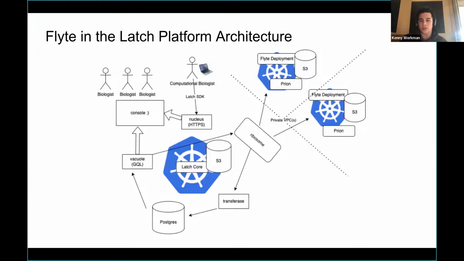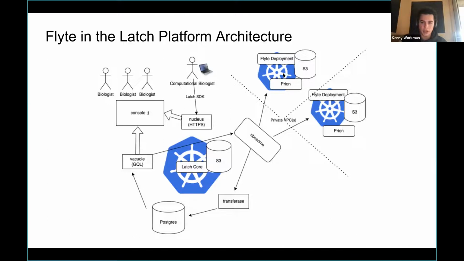So this is the rough architecture of our system and how Flyte slots in. We have a core Kubernetes cluster, which supports a bunch of services. It's not super interesting. It's pretty standard web stuff outside of the fact that everything's Kubernetes native, including not just Flyte. We have a bunch of services named after biological types that maintain a set of local state that is tied to drop-in Flyte deployments with our own scaffolding called Prion in private VPCs, either in customer VPCs or in our own managed VPCs.